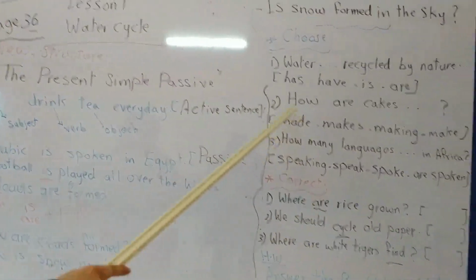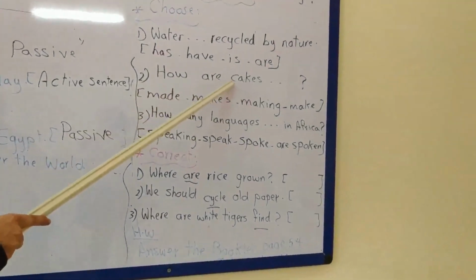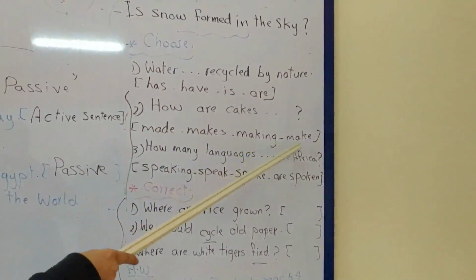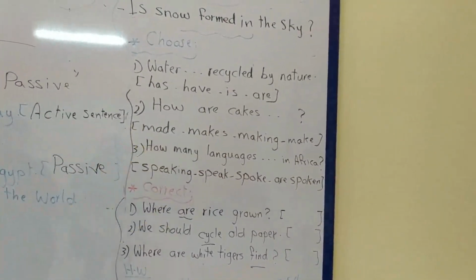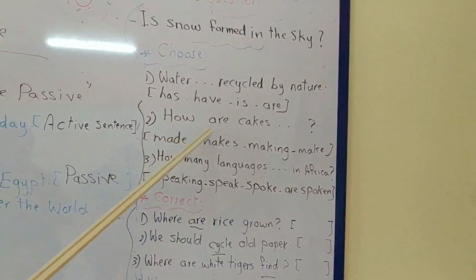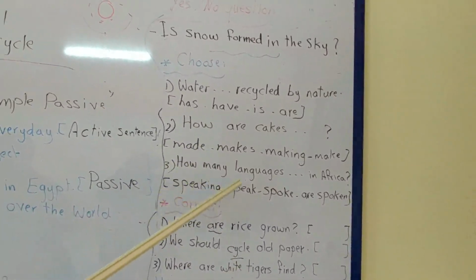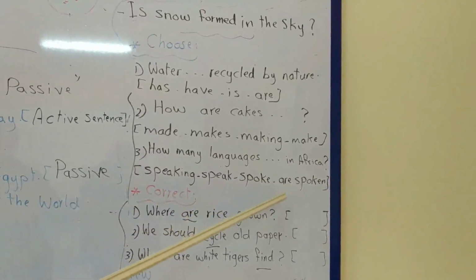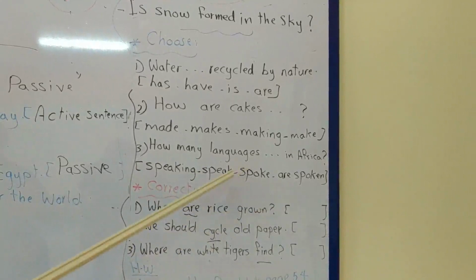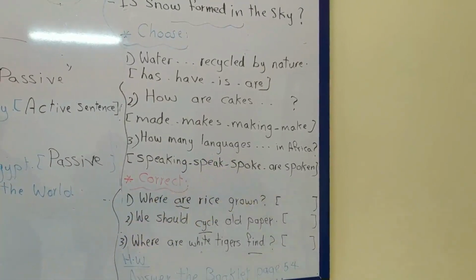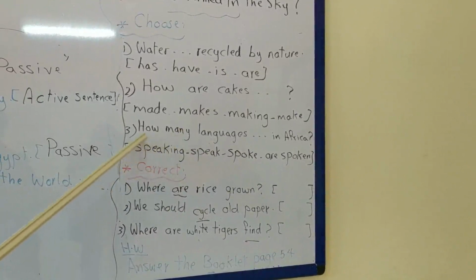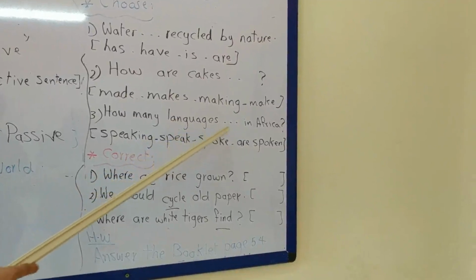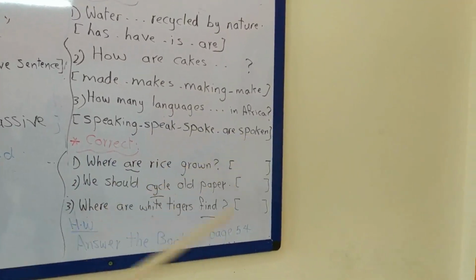Number two: how are cakes made, makes, making, or make? Of course, made. Why? Because it's passive. Number three: how many languages are spoken in Africa? Spoken. How many, question word, languages, plural noun, and are spoken.